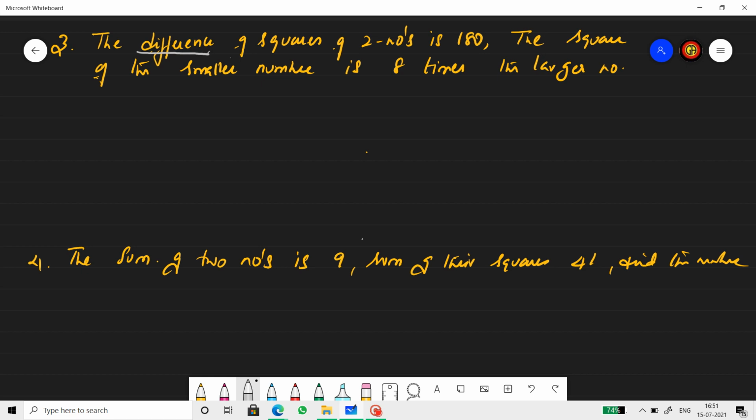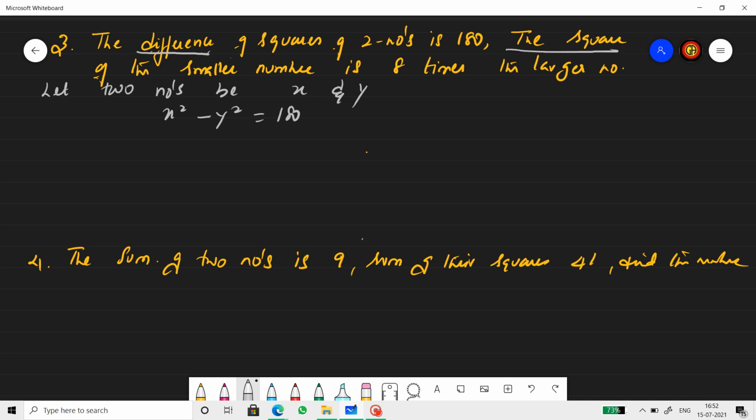So let us assume the two numbers be x and y. It says the difference of their squares, so that means x square minus y square equals 180. That is what we get from the first line of the question.